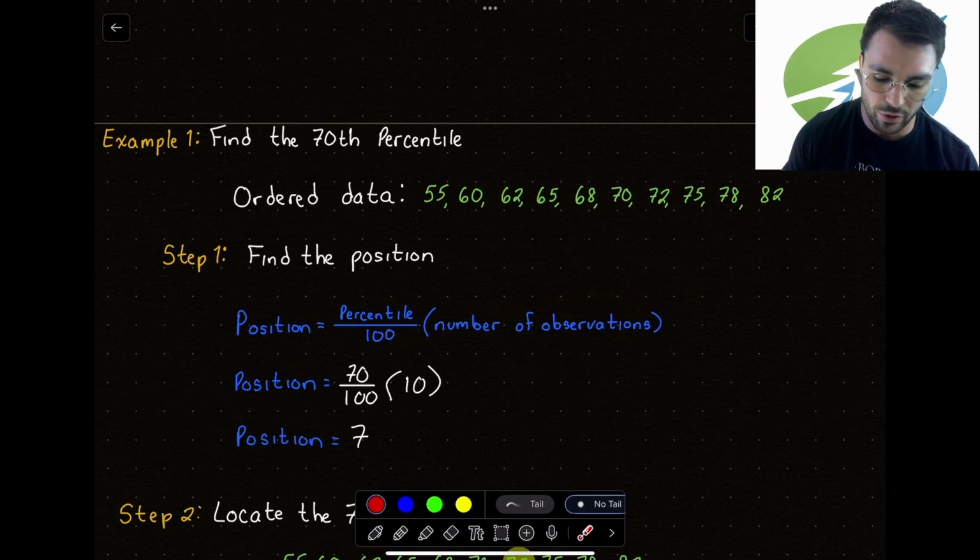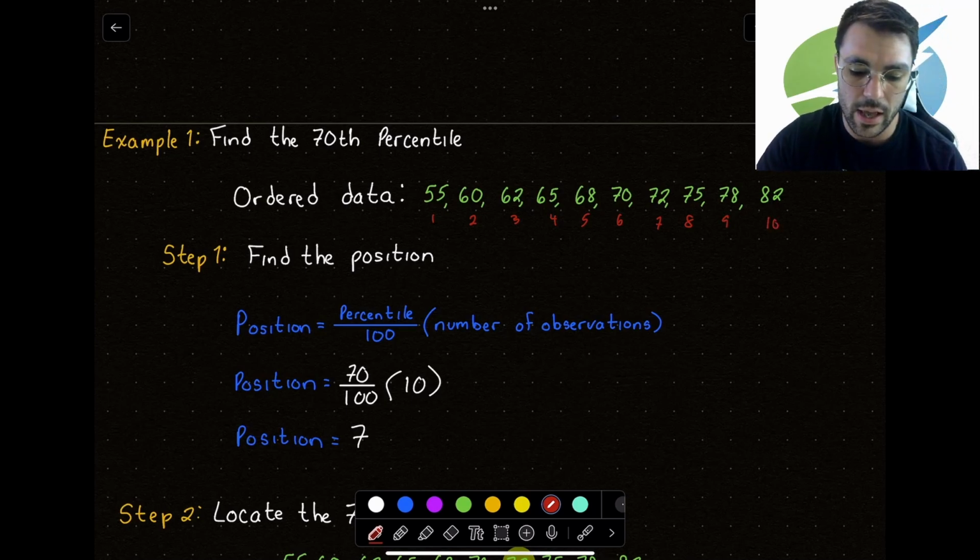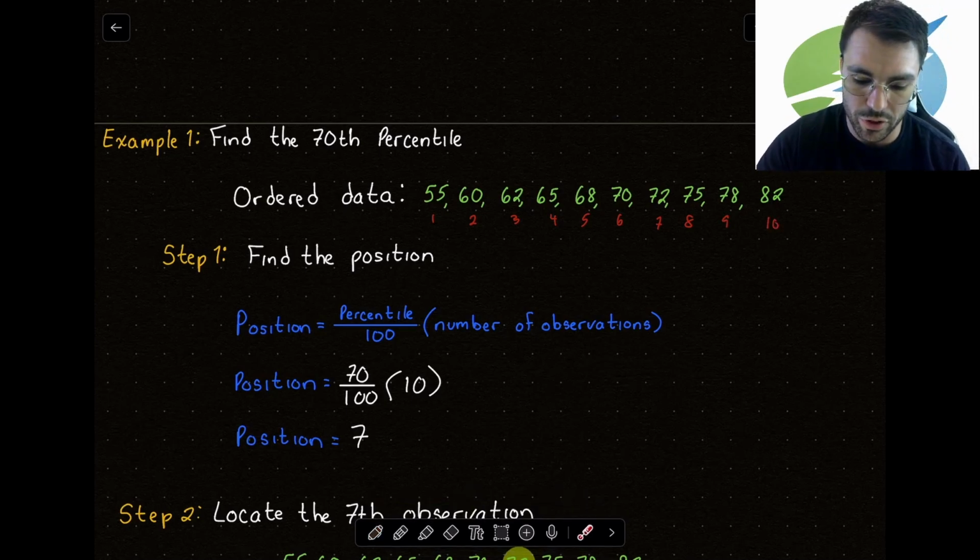For our example here, we could write them out: 1, 2, 3, 4, 5, 6, 7, 8, 9, 10. We are given 10 observations, so we will use 10. 10 is the number we multiply by. We're looking for the 70th percentile, so that goes in the numerator here. 70 divided by 100 times 10 gives us 7. So the position of the 70th percentile is the 7th position.